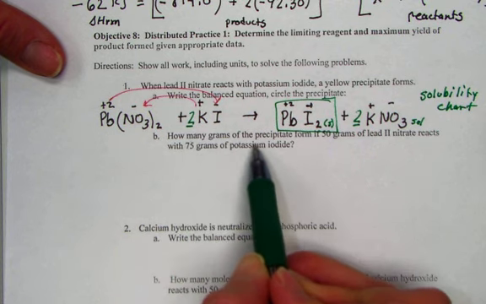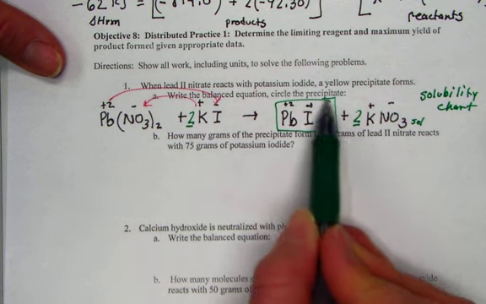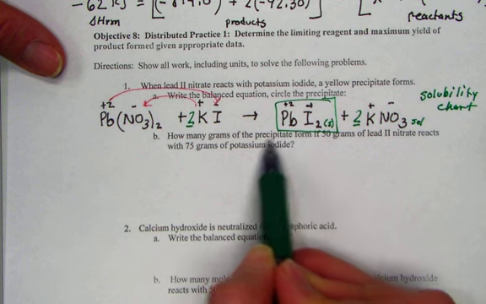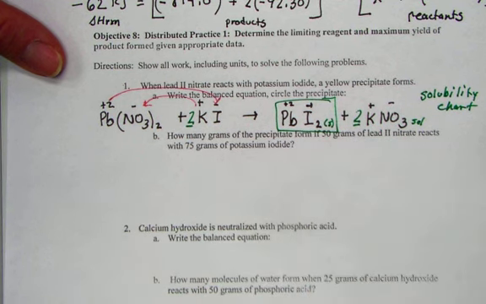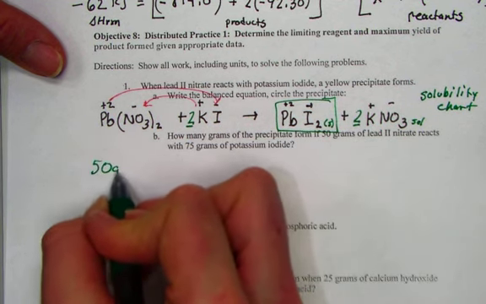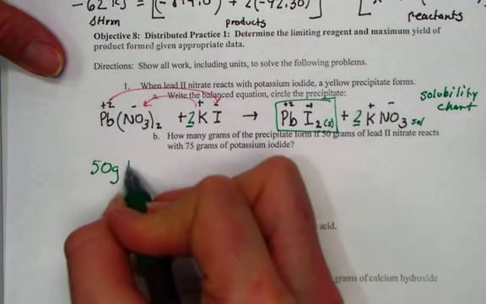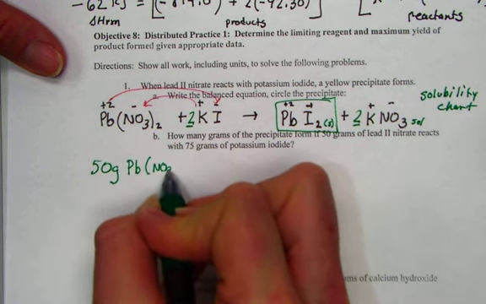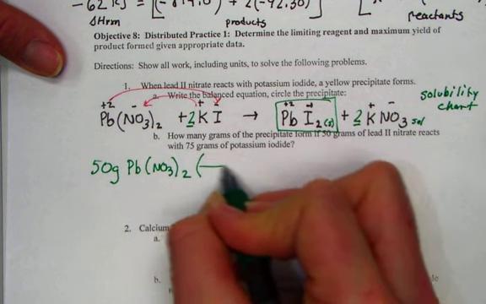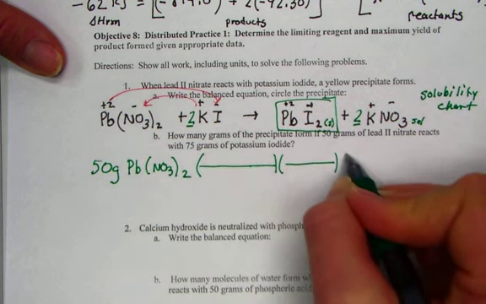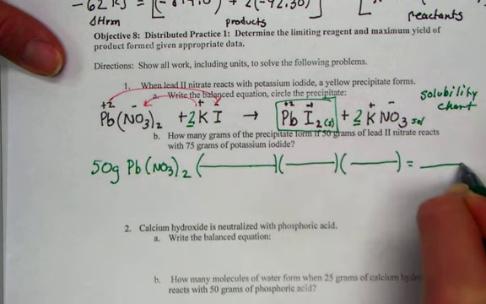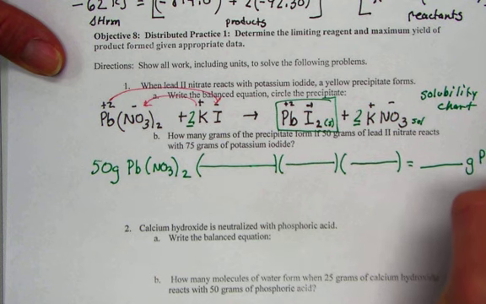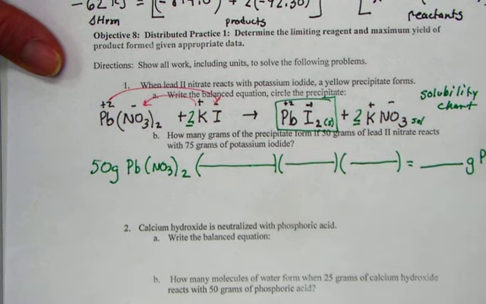It asks us how many grams of the precipitate. We had to identify PbI2 as the precipitate to know what product our stoichiometry problem is having us solve for. If we start with 50 grams of lead 2 nitrate, and we'd like to know how many grams of our precipitate form, our target becomes the PbI2, the yellow solid described in the question.